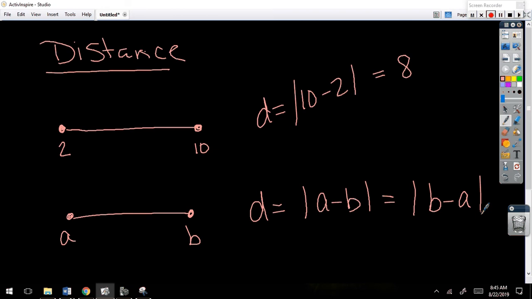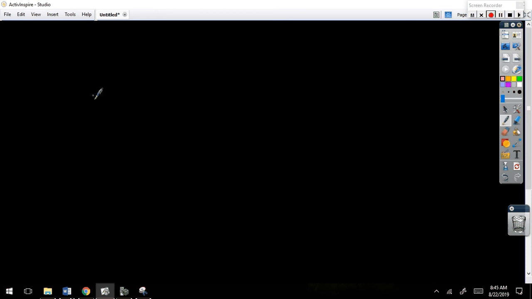Sure, why not? What's 10 minus 2? 8. What's 2 minus 10? Negative 8. If you take absolute value of both of those, they're both what? 8. Positive 8. Good job. All right, so of course we're going to build on this a little bit. That's on a line segment, but what if that line segment happened, and this is a geometry review for us, what if that line segment happened in this Cartesian plane we've been talking about?